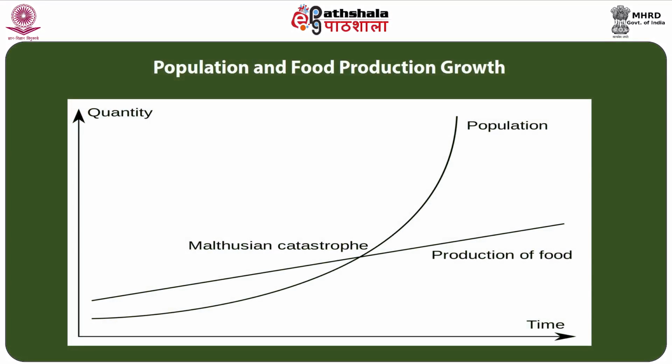It is depicted in the graph by showing the relation between population and food production growth. On the y-axis, quantity is shown, and on the x-axis, time period. The linear line is the production of food, and the curve is the population. The crossing of the population and food production lines is what the Malthusian catastrophe depicts.